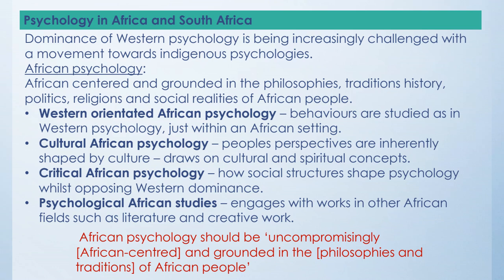So an African-centered psychology is grounded in the philosophies, traditions, history, politics, religions, and social realities of us, of African people. Okay, we can't just take Western psychology and impose it. Even within African psychology, there are different ways to look at it. You've got a Western-orientated African psychology, where behaviors are studied as in Western psychology, just within an African setting. So we take the same thing and we put it in an African setting. Therefore, it's a Western-orientated African psychology.